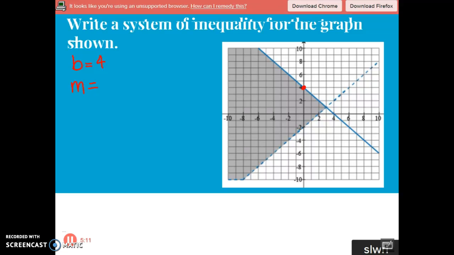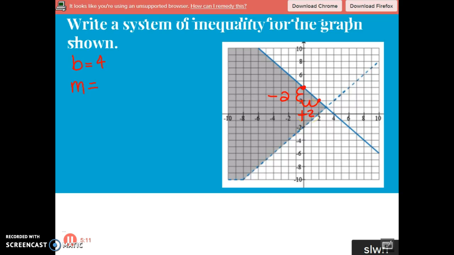To find the slope of that line, I would pick any other point that's on the solid line and move towards that. Starting with moving up or down, then left and right. So starting from point (0, 4), I'm going to move 1, 2, 2 down. And then I'm going to move to the right 1, 2, 2 to the right.